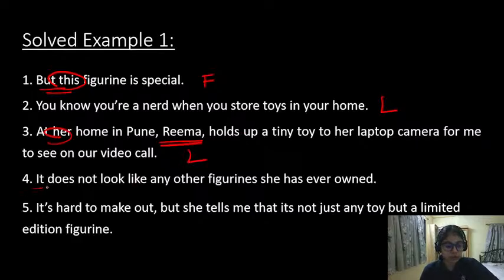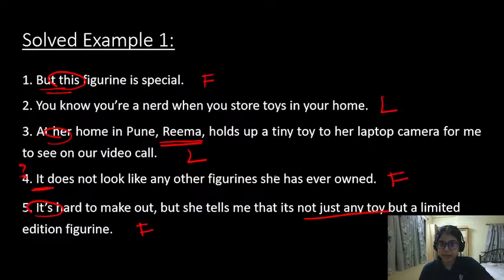"It does not look like any other figurines she has ever owned." It mentions what? Definitely a follower. It mentions a leader, it, what is it? Fifth: "It's hard to make out." Again, what is hard to make out? This is also a follower. "It's hard to make out, but she tells me that this is not just any toy but a limited edition figurine."